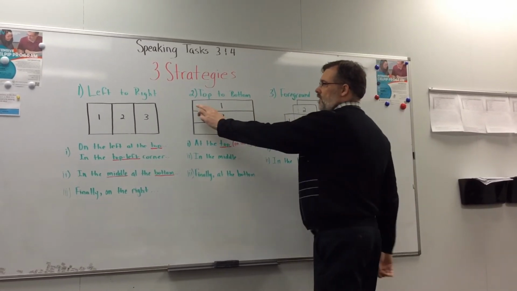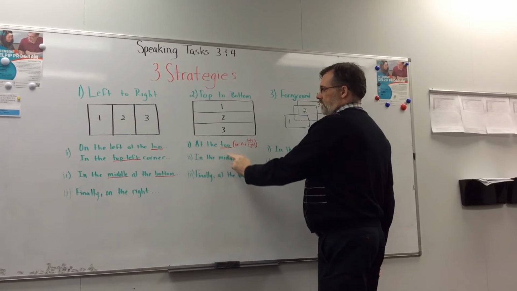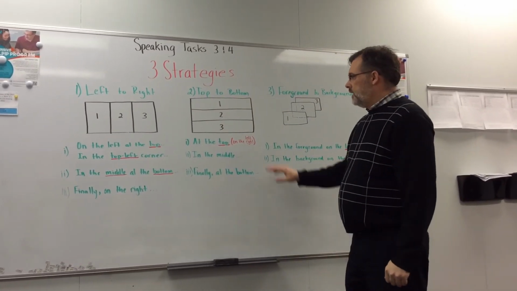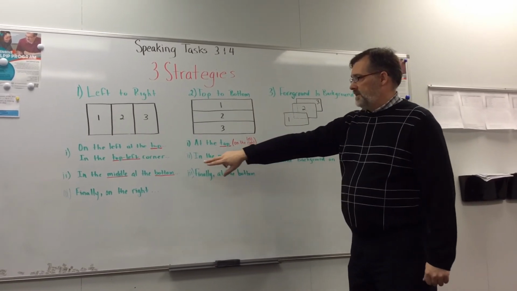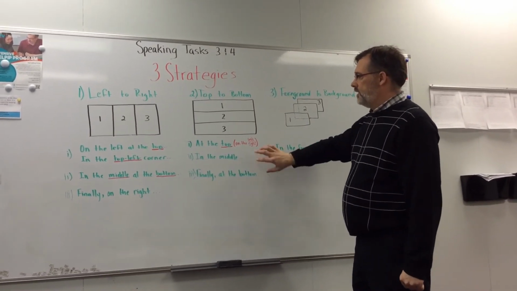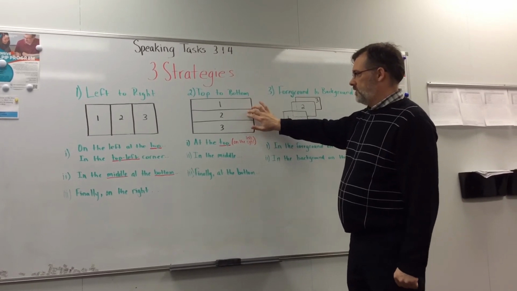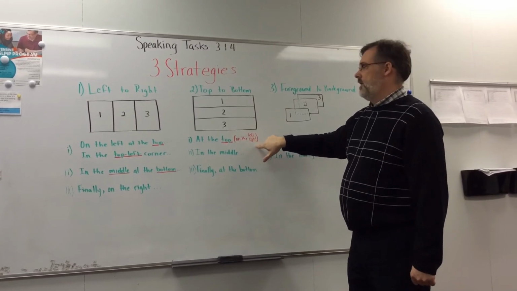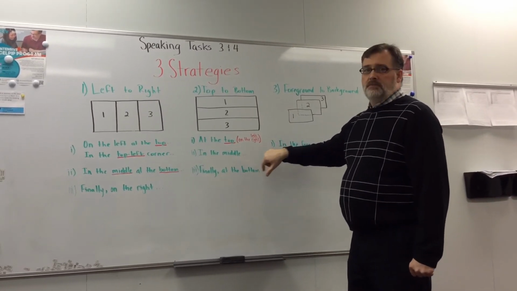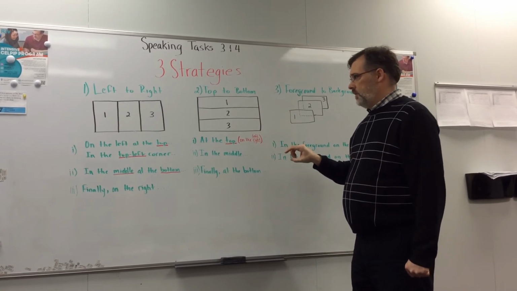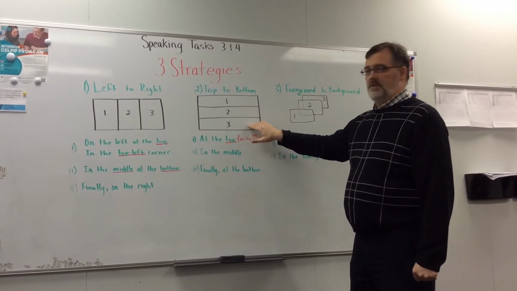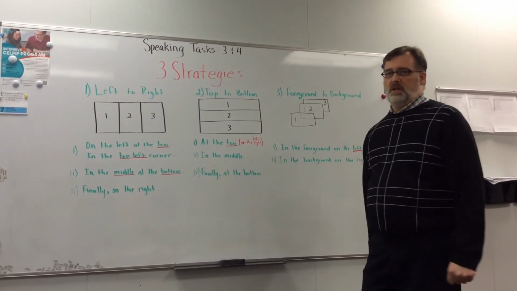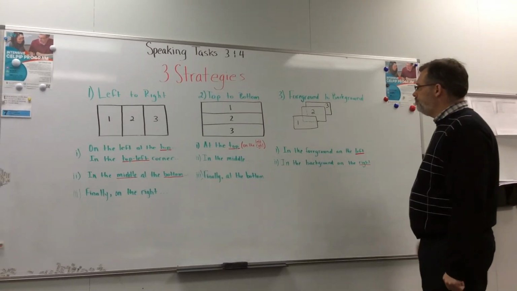But if it's over on this side, then say at the top on the left, or over here at the top on the right. And then as you move down, a little bit similar to the first strategy, you move to this part of the picture, and you'd say in the middle, and again, you can say on the left or on the right, or in the middle, and just describe what you're seeing. And then you're going to move to the bottom and say finally at the bottom, and again, you can still choose on the left or the right if you wish.